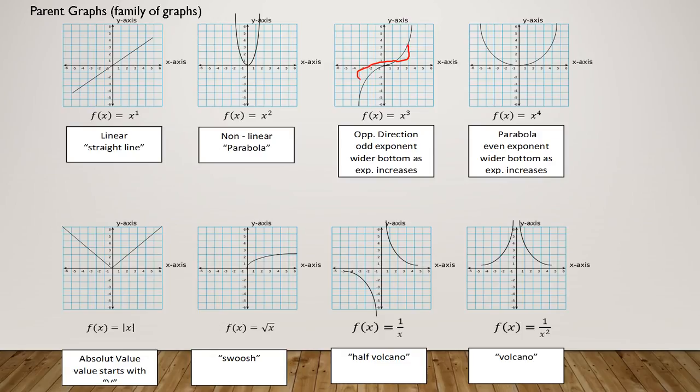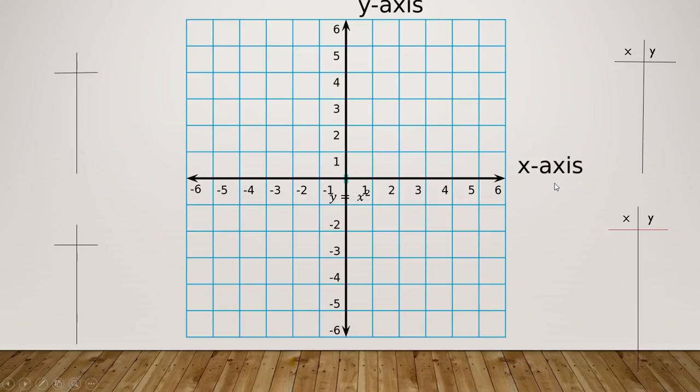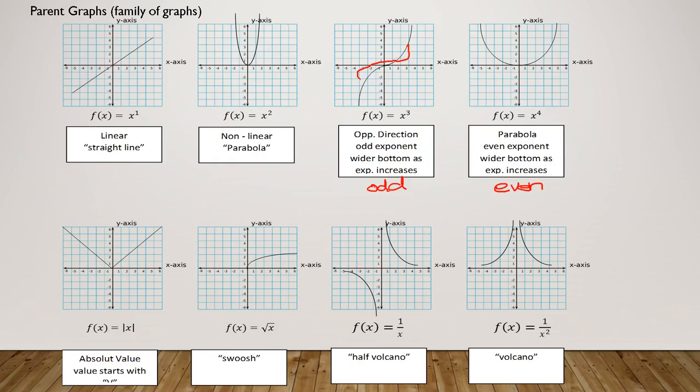Over here you've got your x to the fourth, and this is the even powers. So you might want to put a note under this one. These are your odd powers, and these are your even powers. It's going to be the same with the flattening going about the origin, and the ending behavior is going to be in opposite directions on the odd, where the even is going to be in the same direction.